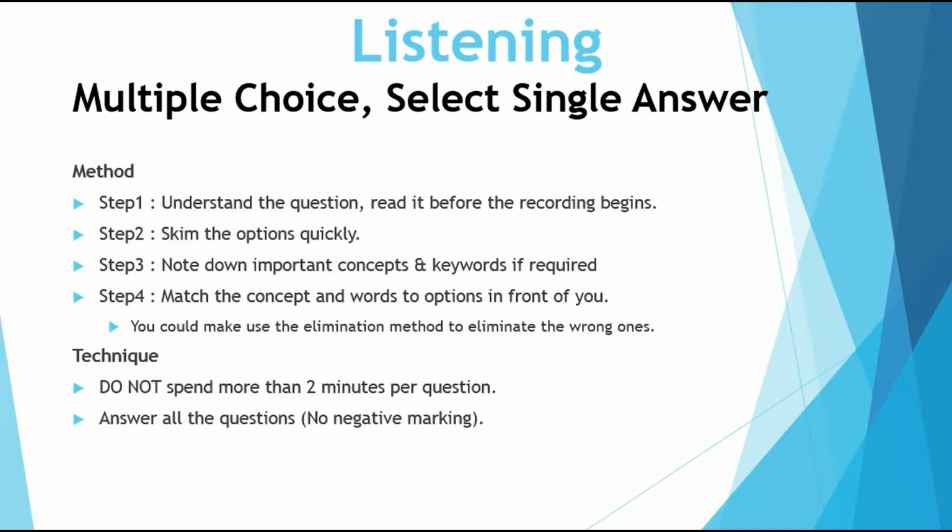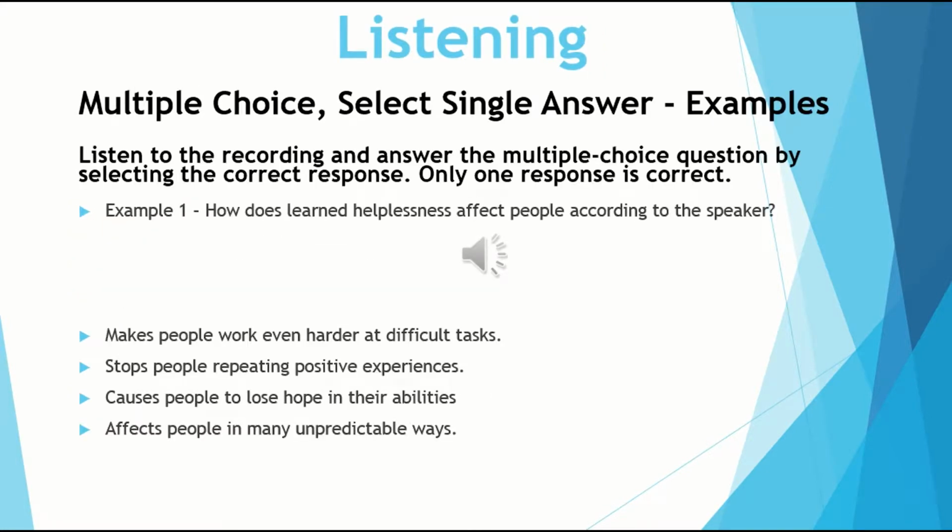Alright, before we get into the method, I'd like you guys to have a look at the example here. Please look at the question type. So the question type will look something like this. Listen to the recording and answer the multiple choice question by selecting the correct response. Only one response is correct. Of course, you can only mark one response because it is a radio button, so you can choose only one option. So the first example will look like this.